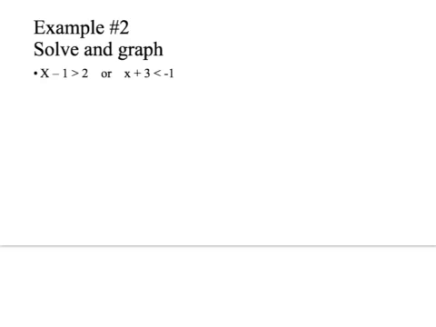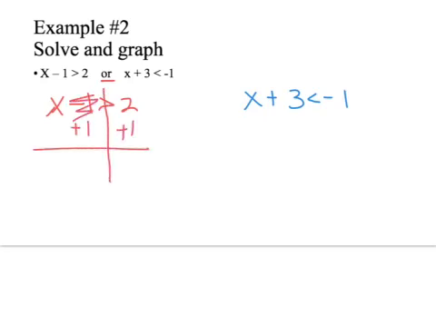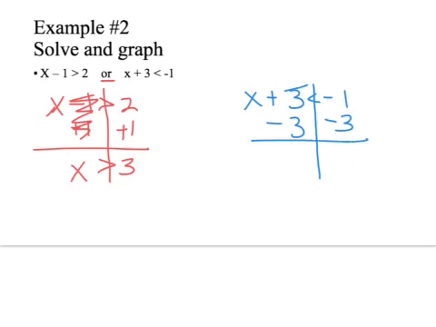Example 2, this is an OR statement. So I'm going to solve these separately. x minus 1 is greater than 2. Then I'll solve x plus 3 is less than negative 1. So in red over here, I'm going to add 1 to both sides. x will be greater than 3. Then I'll come over here to blue and subtract the 3 from both sides, and x will be less than negative 4.